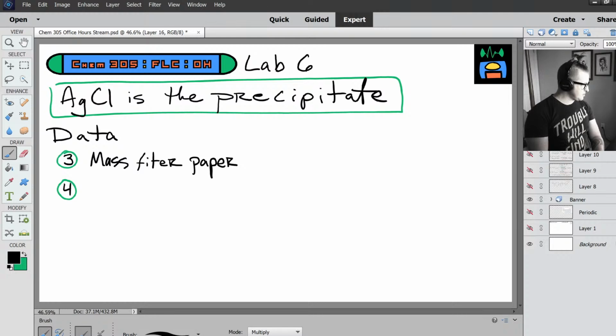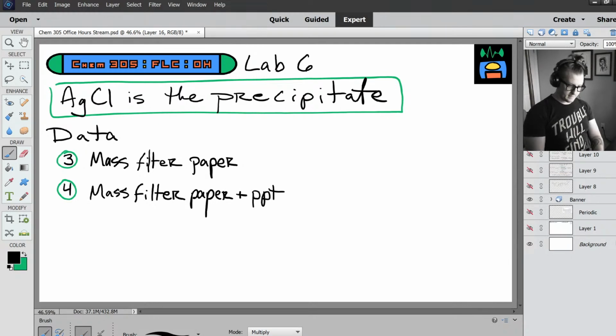Yeah, number 4 is the mass. Oh, it says filtrate. It should say precipitate. Number 4 is the mass of the filter paper plus the precipitate. It says filtrate, but it should say precipitate.